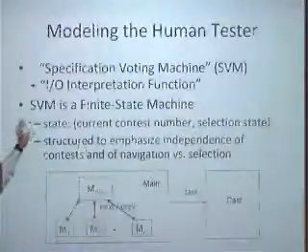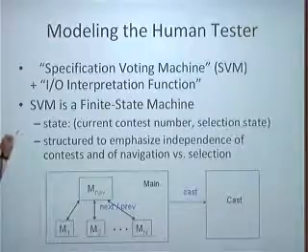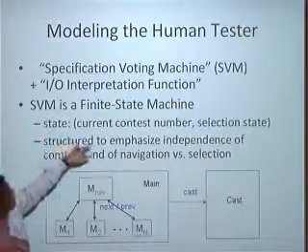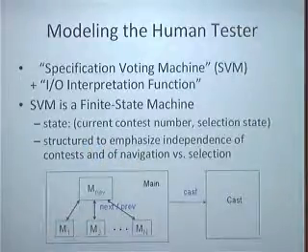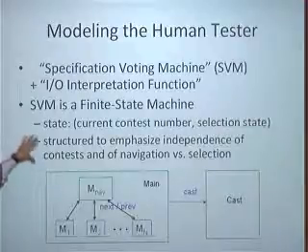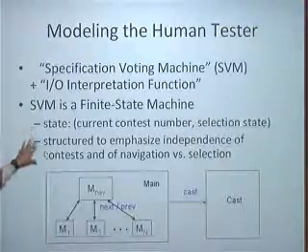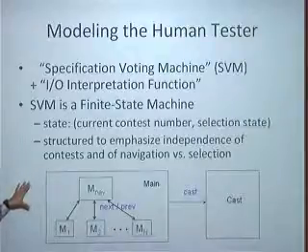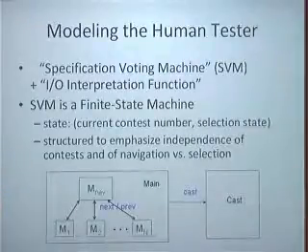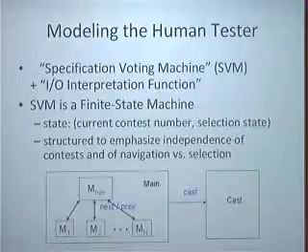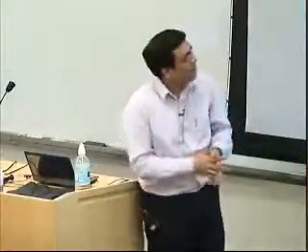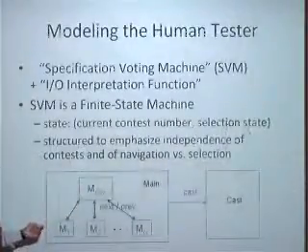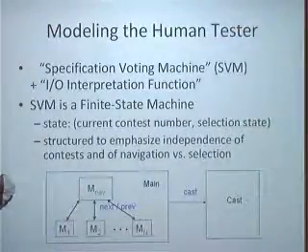The specification voting machine, as we formalize it, is going to be a finite state machine. And the state of that machine is simply the current contest number and the state of selections made across all contests. Furthermore, we're going to assume that the voting machine is structured in a particular way. Typically when we cast a paper ballot, we don't expect that the way we vote for president is going to influence how our vote for congressman is recorded. We assume that these are independent. And so we've represented that in our specification voting machine formalization.